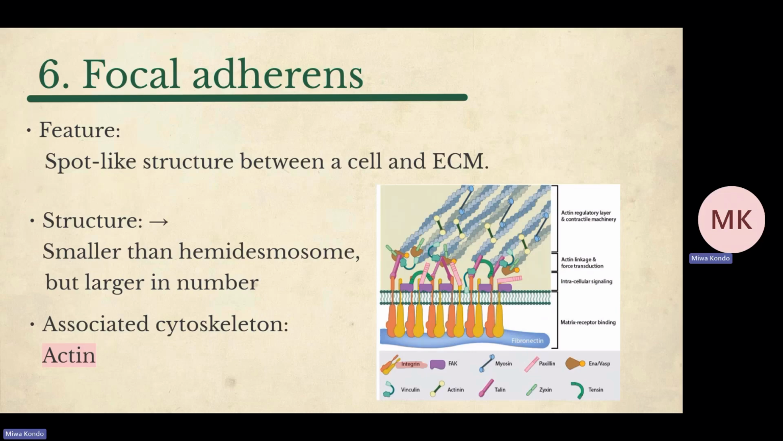Next, focal adherens. Focal adherens attach a cell to the extracellular matrix. They are structurally similar to hemidesmosomes, but they are smaller in size and more numerous. The associated cytoskeleton is actin, which also differs from hemidesmosomes.